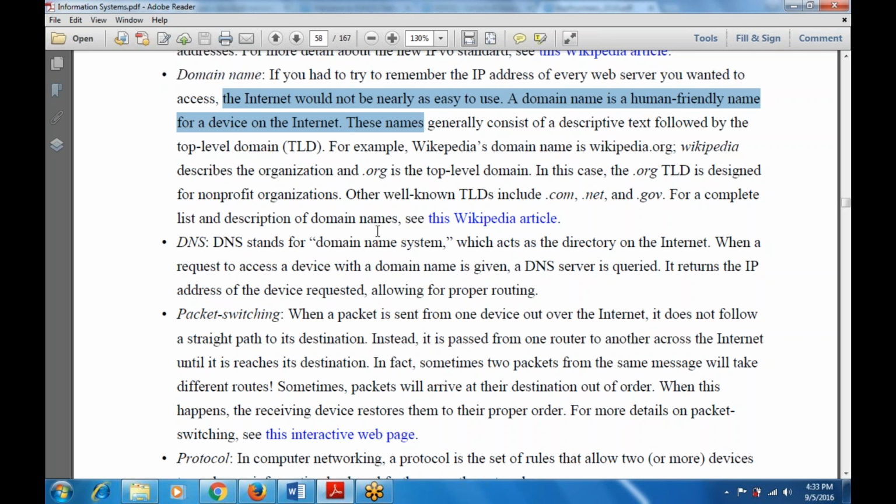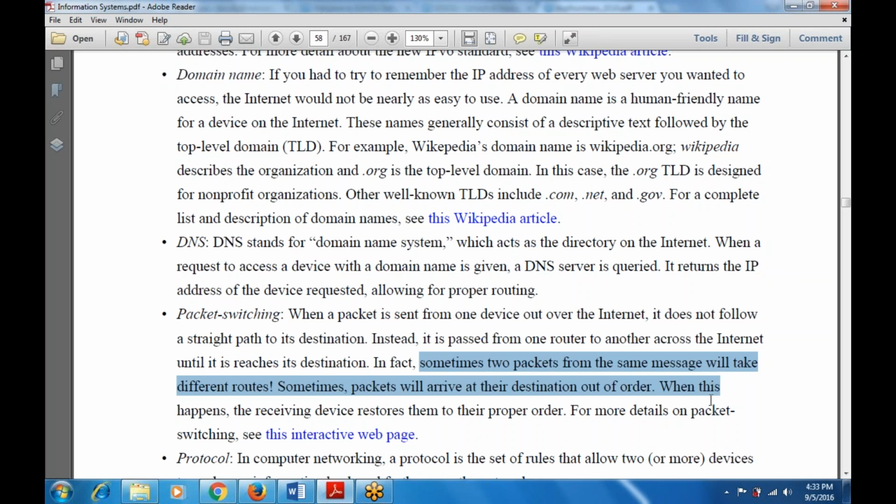Whenever a packet is sent from one device to another over the internet, it does not follow a straight path to the destination. Instead, it goes from one router to another across the internet until it reaches the destination. Sometimes two packets from the same message will take different routes. Sometimes the packets will arrive at the destination out of order, and when this happens, the receiving device restores them to their proper order.